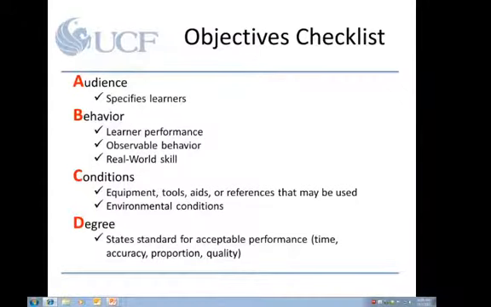And then lastly, the degree states the standard for acceptable performance, and this might include a time limit. It might include an accuracy percentage, for example, a proportion, or a certain degree of quality. And all of these are important to defining your objectives for the learning that is going to occur.